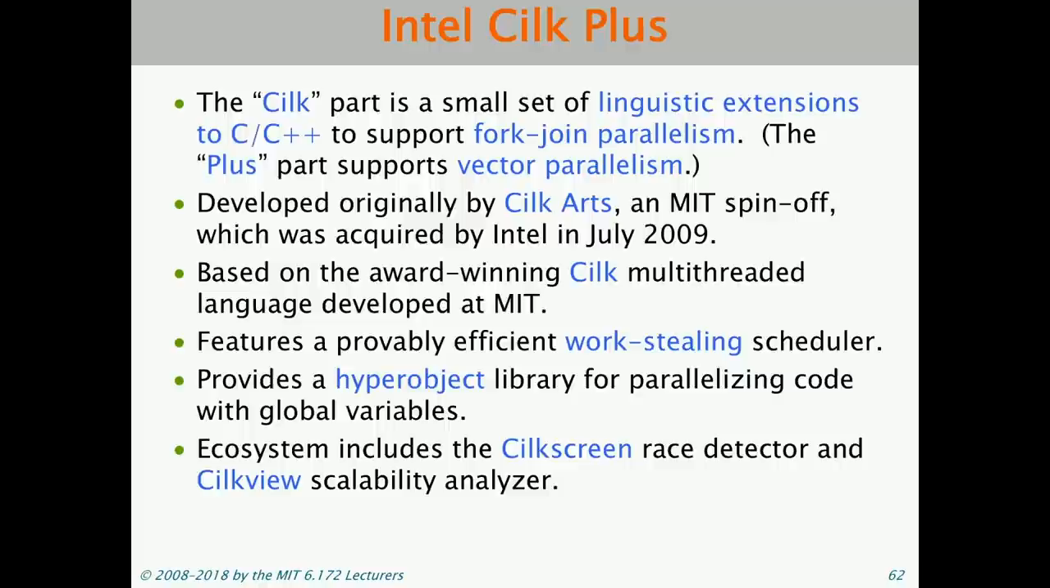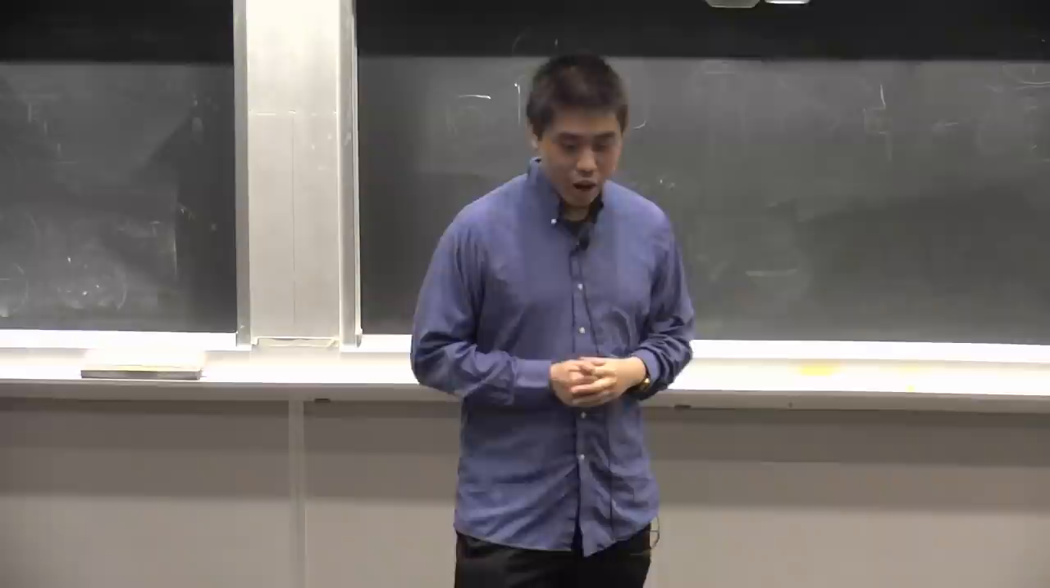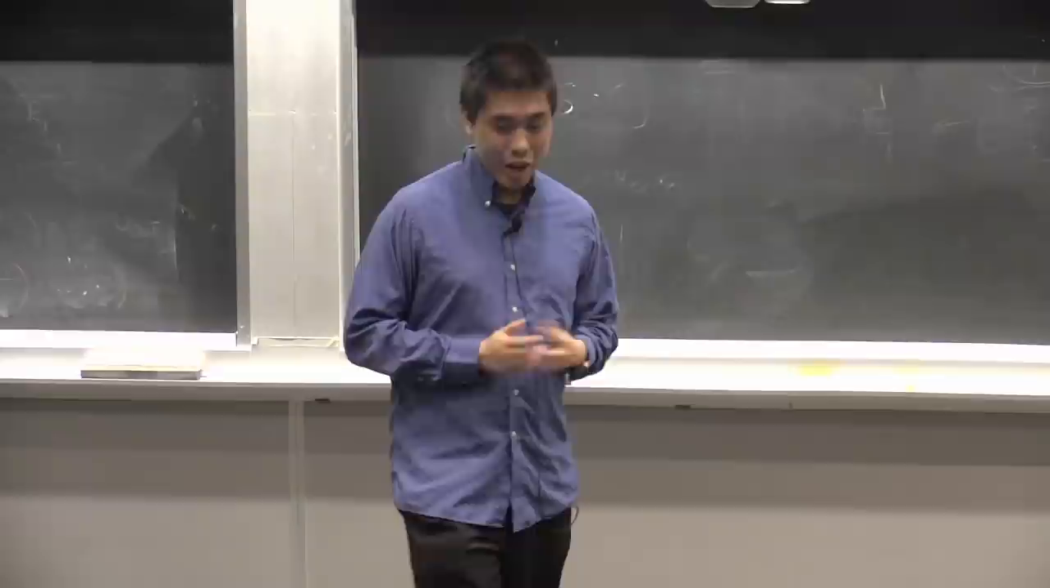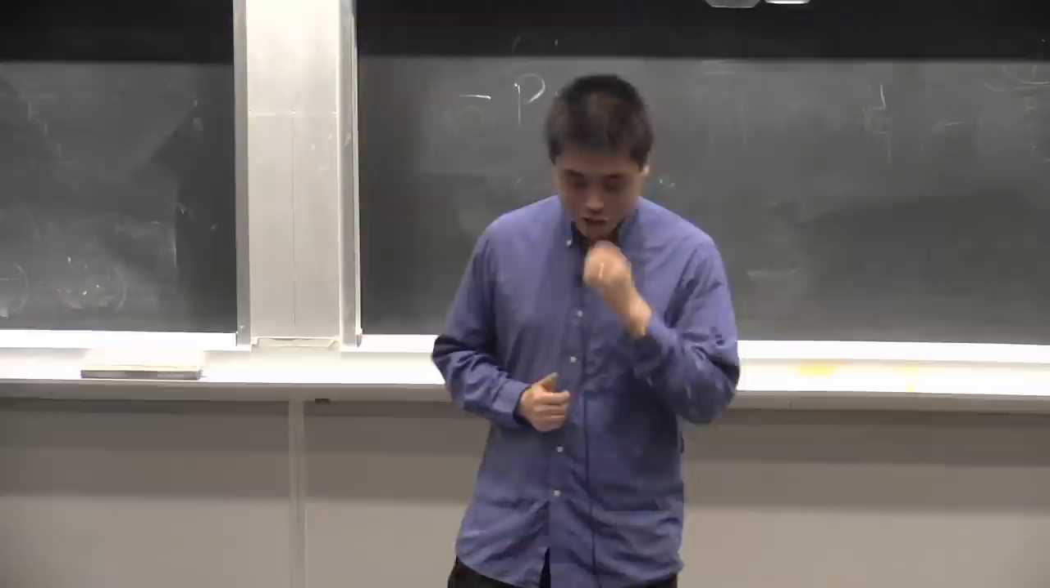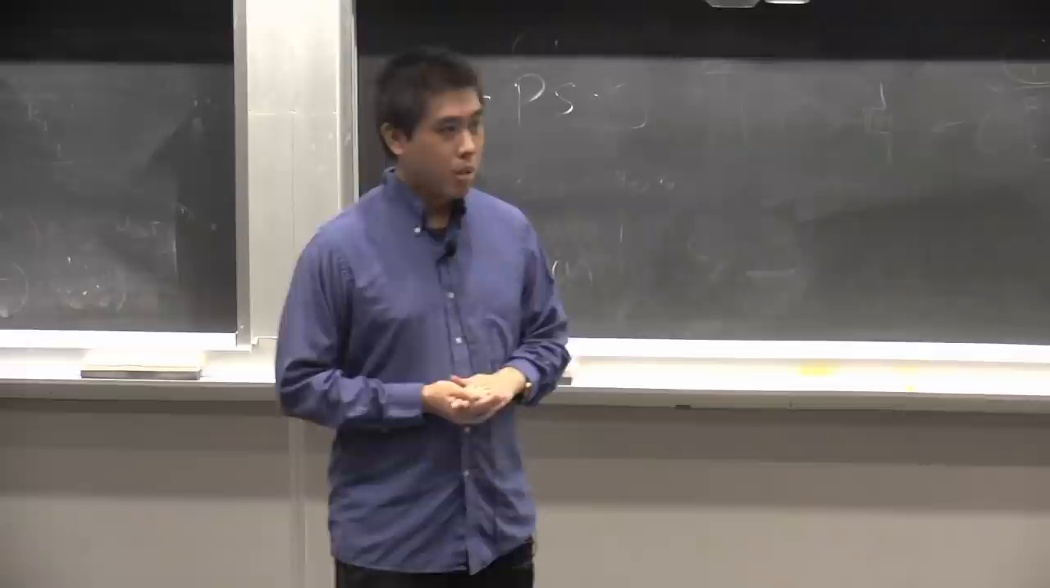And it features a provably efficient work stealing scheduler. So this scheduler is provably efficient. You can actually prove theoretical bounds on it. And this allows you to implement theoretically efficient algorithms, which we'll talk more about in another lecture, algorithm design. Charles Leiserson has a very famous paper that has a proof that this scheduler is optimal. So if you're interested in reading about this, you can talk to us offline. Cilk Plus also provides a hyperobject library for parallelizing code with global variables. And you'll have a chance to play around with hyperobjects in homework 4.